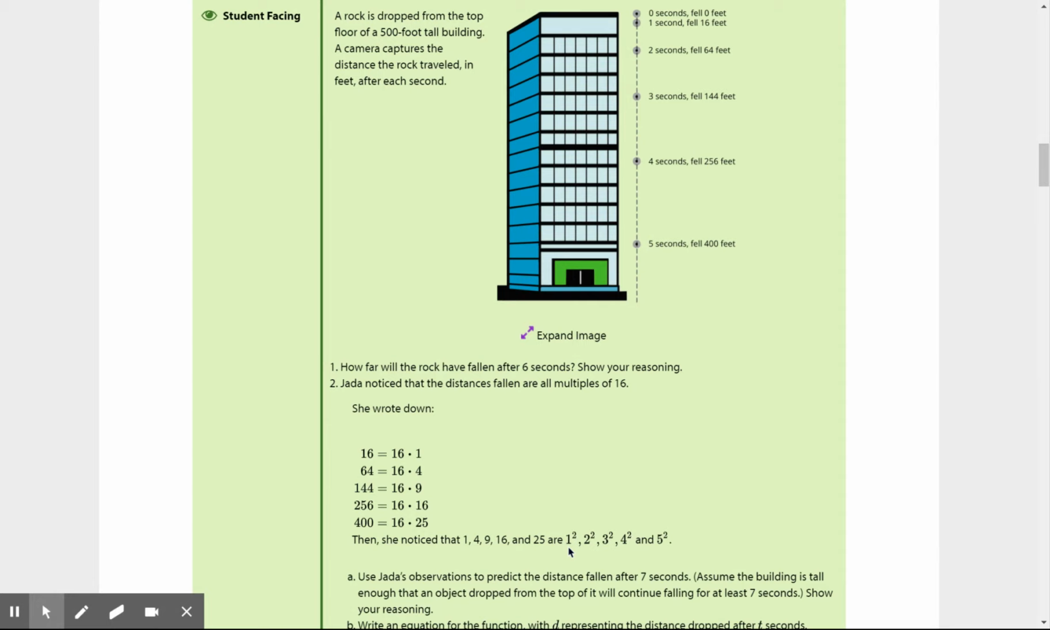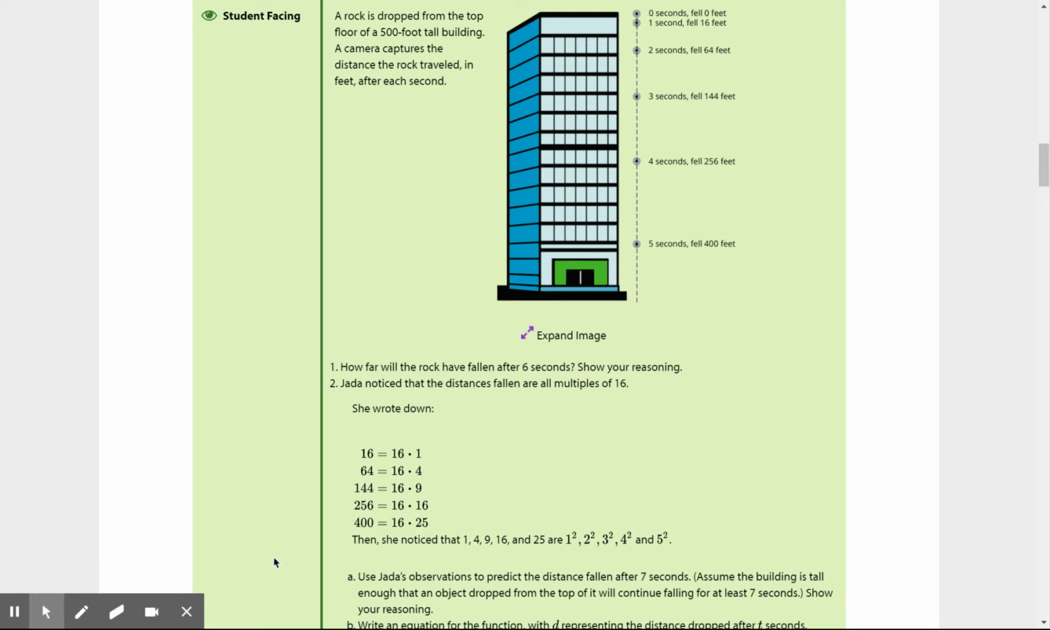What would I predict? So the next thing says, use Jada's observations to predict the distance fallen after 7 seconds. And we're going to assume that the building is tall enough that the object dropped from the top and will continue falling for at least 7 seconds. So just ignore the fact that we know that over here it said it was 500 feet. Now we're going to imagine that it's 800, 900, 1100 feet. So if I'm going to use her observations to predict something after 7 seconds, well, we would have to do something after 6 seconds first, I would imagine.